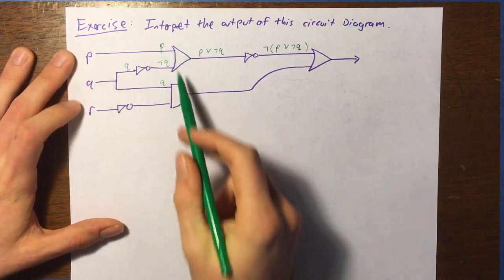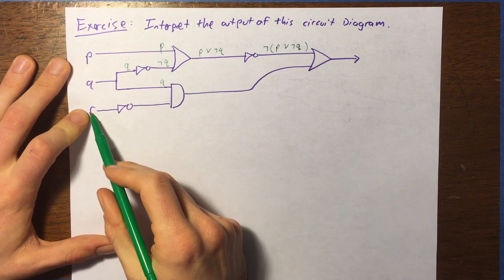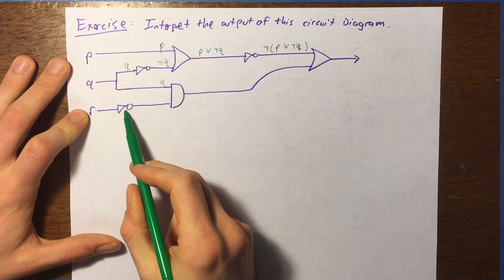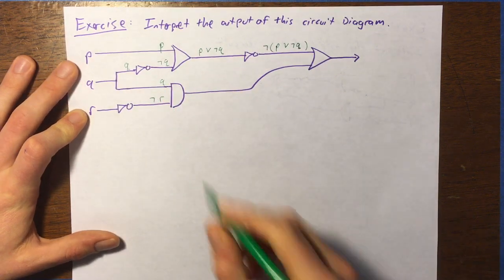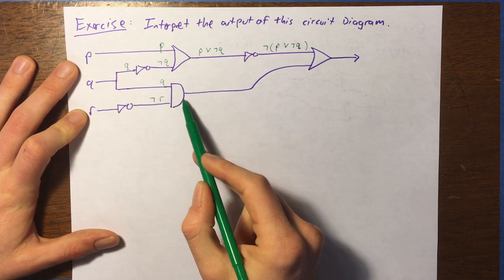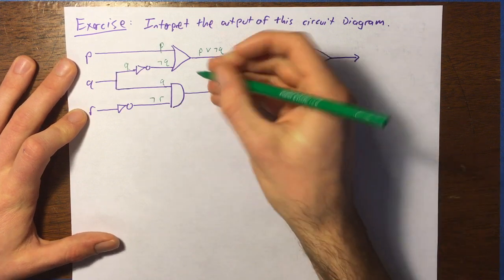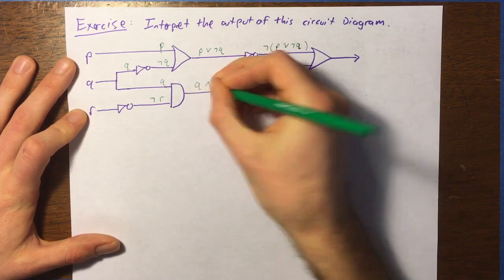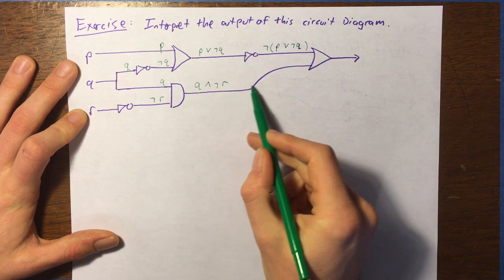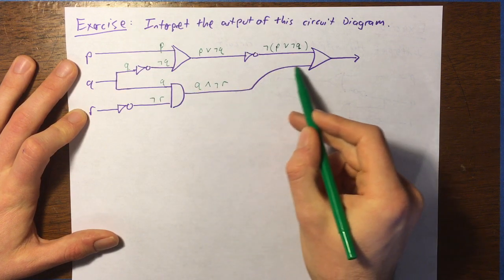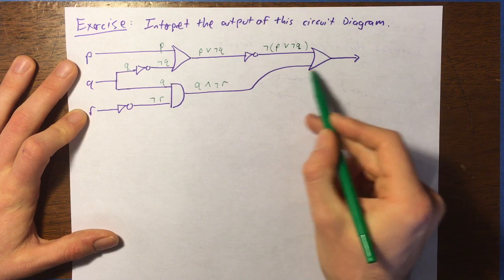Now let's focus on the bottom half down here. We have this R signal that comes along and gets negated here. So now we have not R written there. Now we have Q and not R being fed into this AND gate. So I can write this as Q and not R. There's nothing else happening to that. That is exactly the value of the signal that's coming into the OR gate at the end.